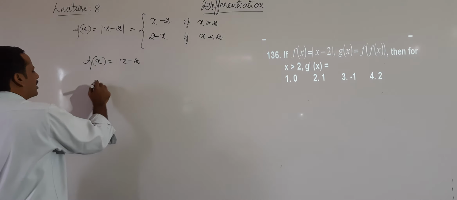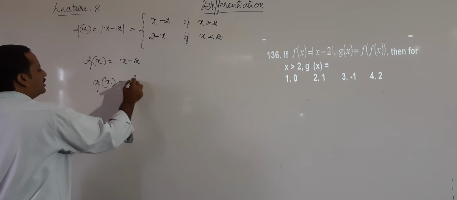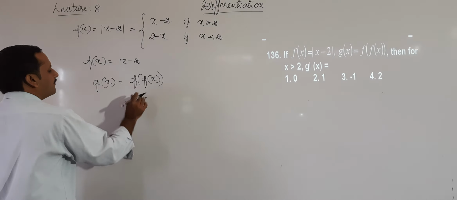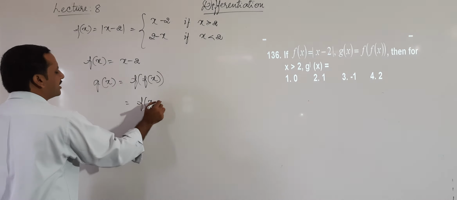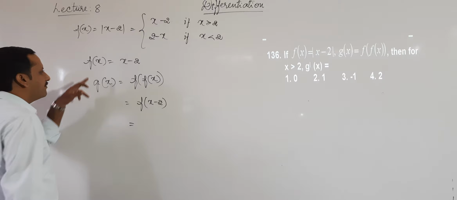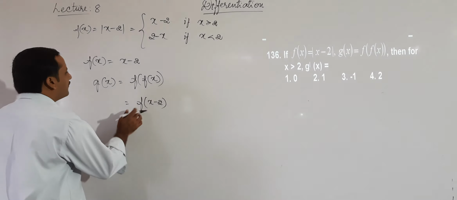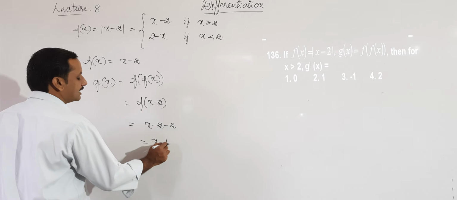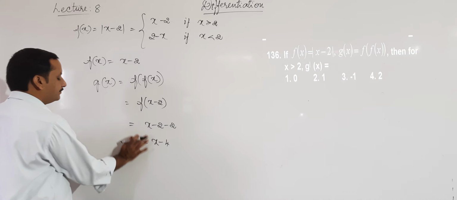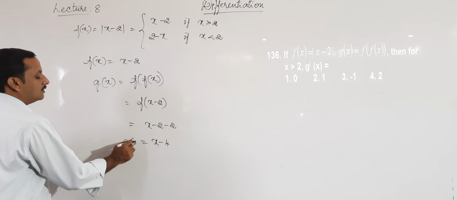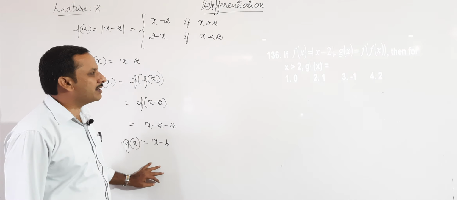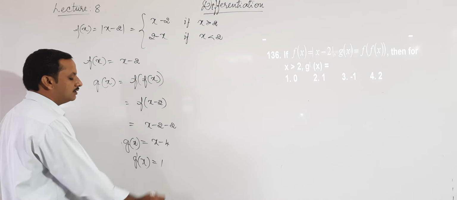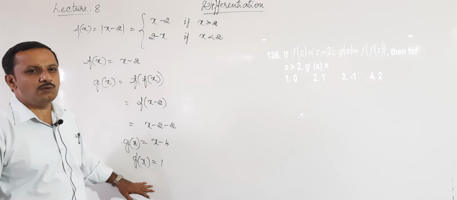Okay. Now, coming to this question. G of x is defined as f of x minus 2. F of x is x minus 2, so f of x minus 2 will be x minus 2 minus 2, which is x minus 4. This is g of x, right? G of x is equal to x minus 4. Question is find g dash of x. G dash of x is equal to 1.